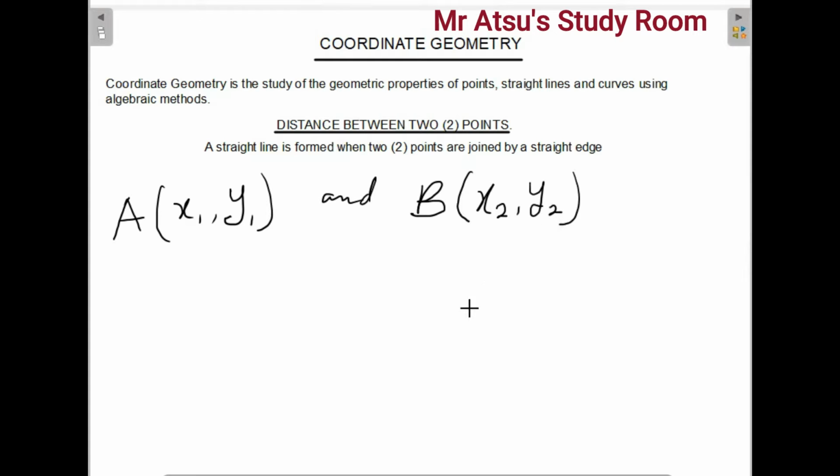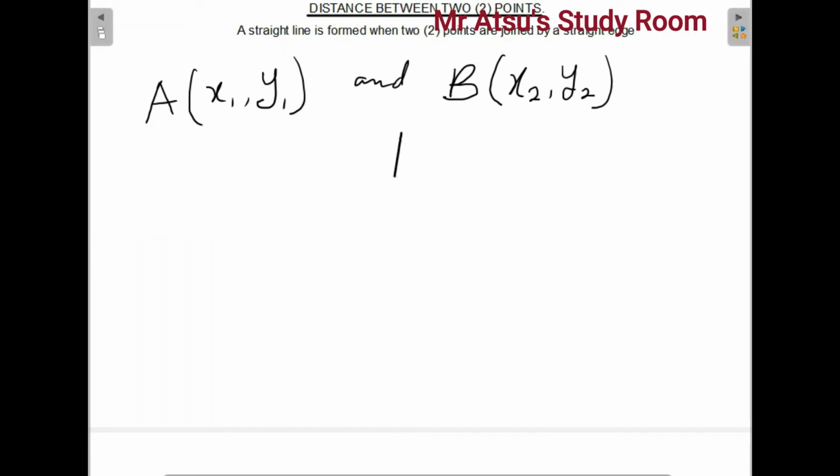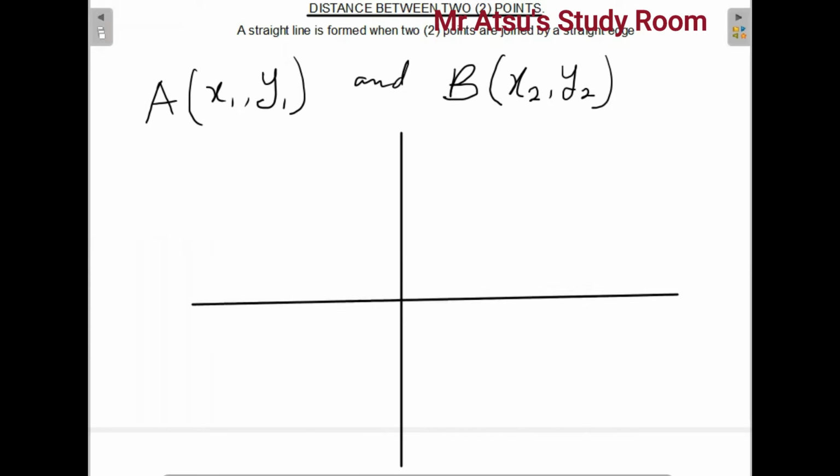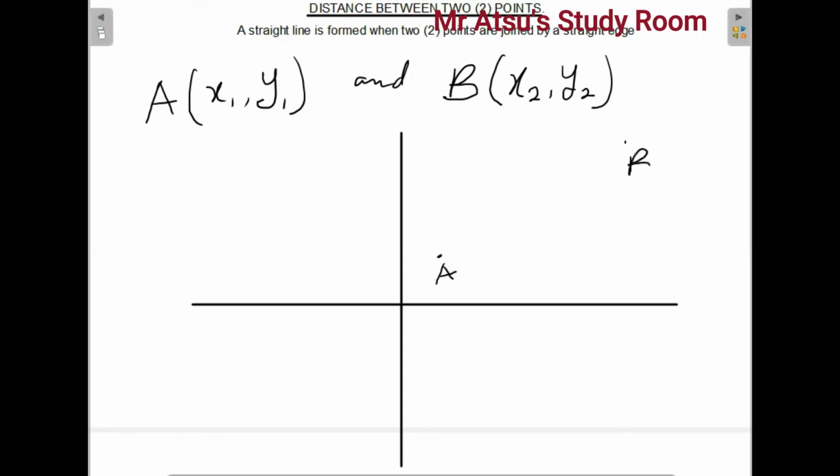So let me draw my Cartesian plane quickly. So here I have my y-axis and my x-axis too, and then let me choose the two arbitrary points A and B in one of the quadrants. Alright, this is my A and this is my B. Let me join the two with a straight line. Alright, so that forms line AB.